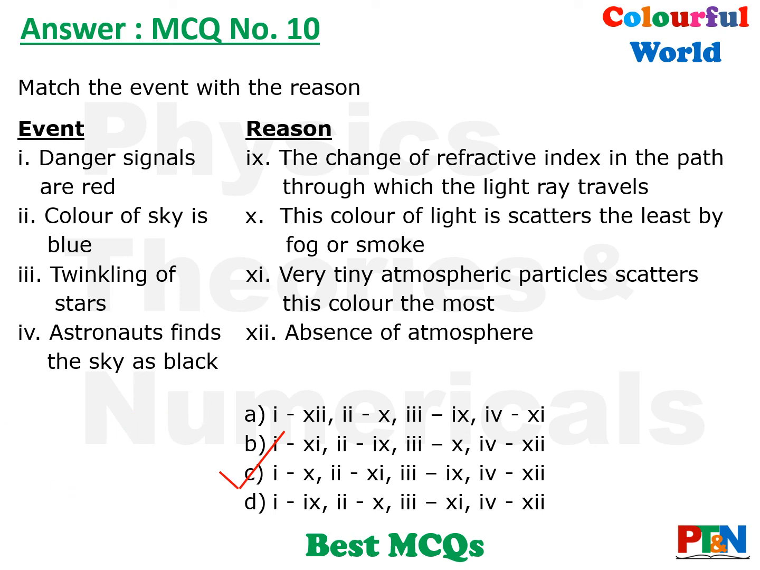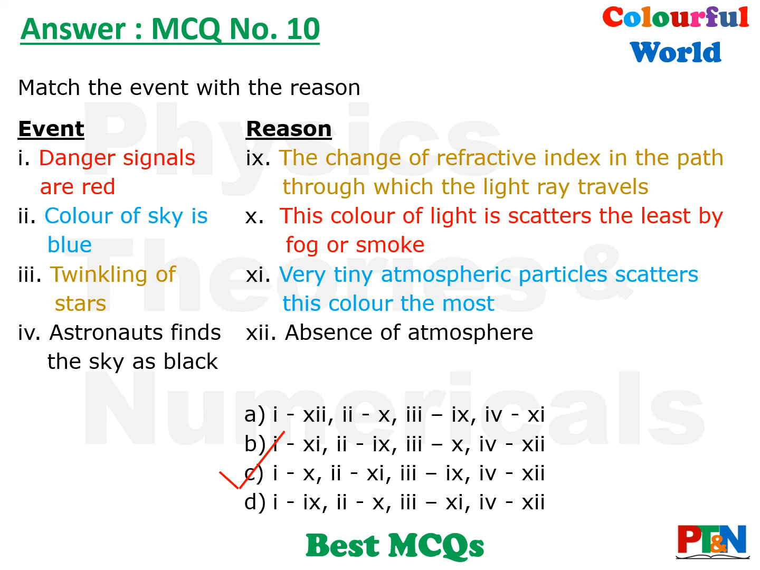Let's understand it through color matching of the statements. See, the danger signal is red. It is marked in red. The reason is this color of light scatters the least in fog or smoke. Color of sky is blue. The reason is very tiny atmospheric particles scatter this color, that is blue color, the most. So we find the color as blue.